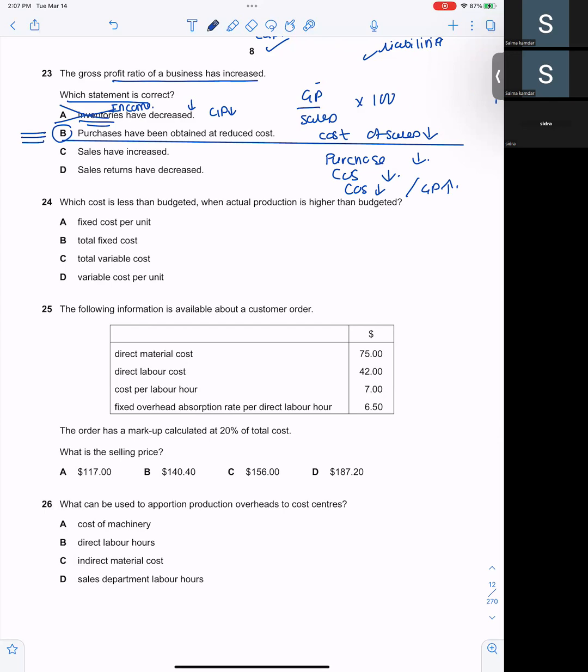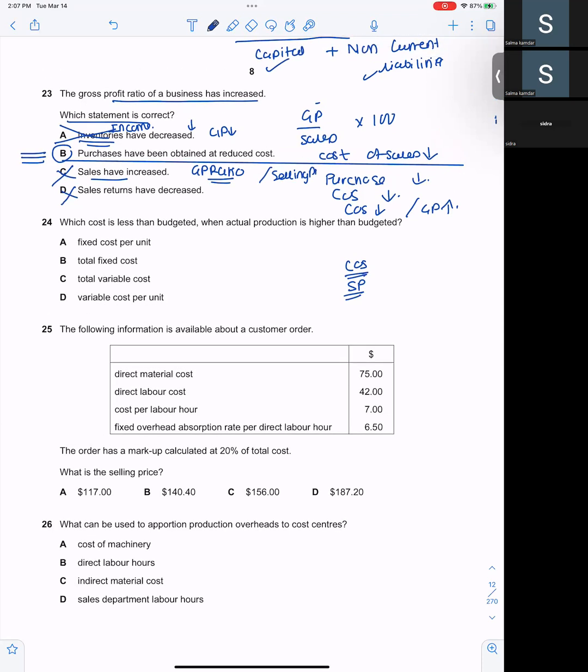Sales have increased. When I want to talk about the GP ratio, I do not talk about sales, I talk about selling price, so this is wrong. Sales return has no connection with gross profit. Your cost of sales and selling price have a connection with gross profit. So which statement is correct? B. Purchases have obtained reduced cost.